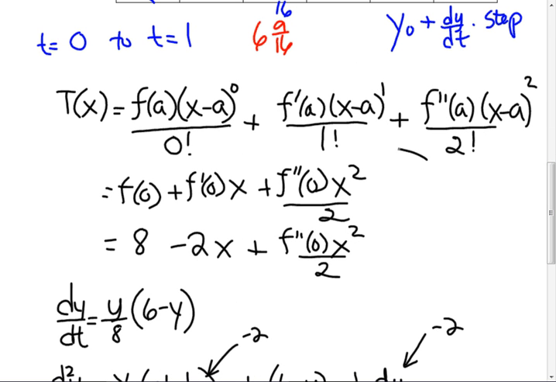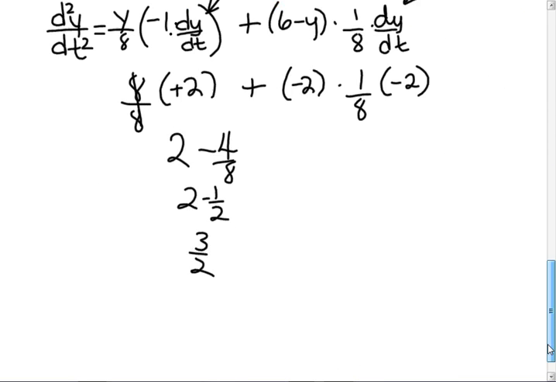Okay, so guess what you put right in there? 3/2. And I'm done. I would probably clean it up a little bit. Ask me what?